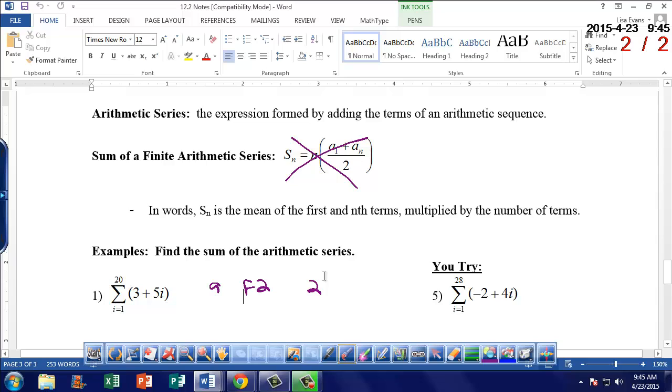So go ahead, take a minute, try both of these, plug it into your calculator, just like we've been doing, and what you should realize is you will get 1,110 for this one, and 1,568 for this one. Okay, any questions, comments, or concerns?